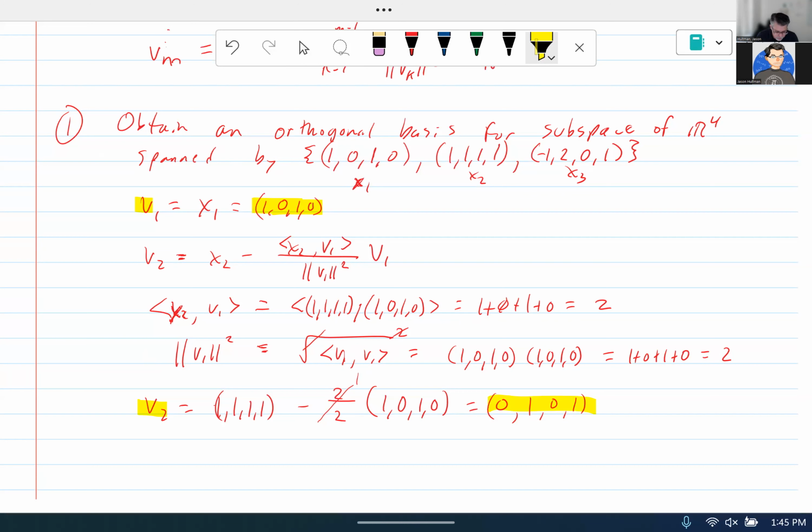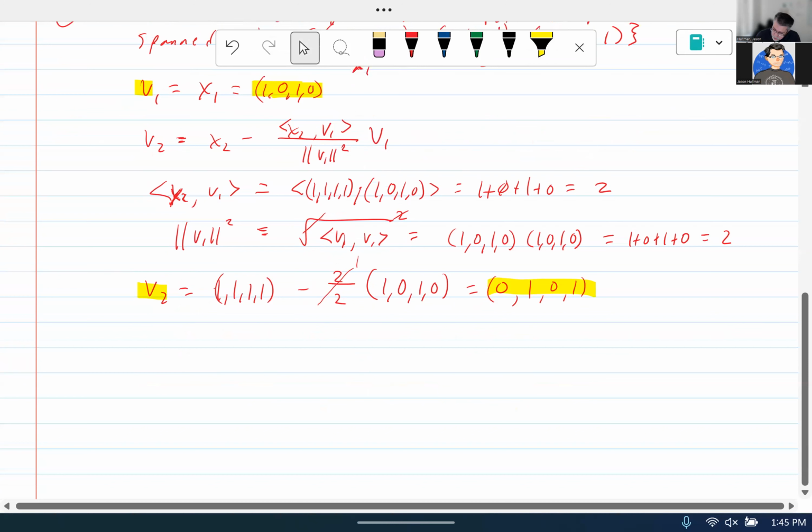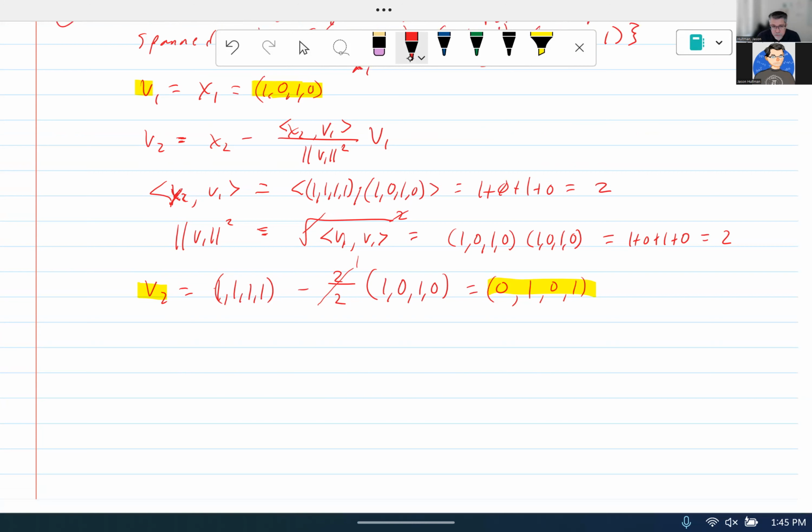Now we're going to use V1 and V2 to get V3. So you can tell that this becomes more and more complicated as we go on, which is why I really didn't want to do one that spanned all of R4, because that would be 4 iterations of this, and it just gets really big, really fast. Very complicated, very fast. But let's do one more. V3, what's V3 going to be equal to?